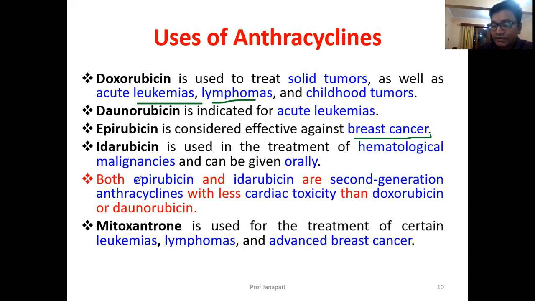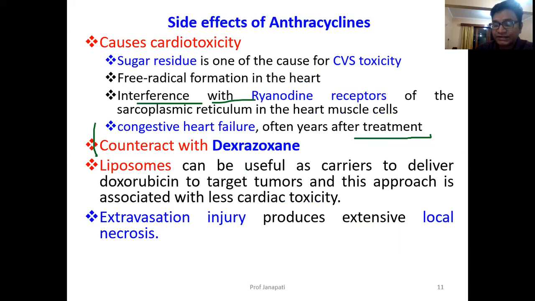And one more advantage you see: epirubicin and idarubicin are second generation drugs which have less cardiotoxic effects. Now one more drug we didn't discuss, we will discuss in the next class. Here it is used to treat mitoxantrone, leukemia, lymphomas, advanced breast cancer. So these are the uses.